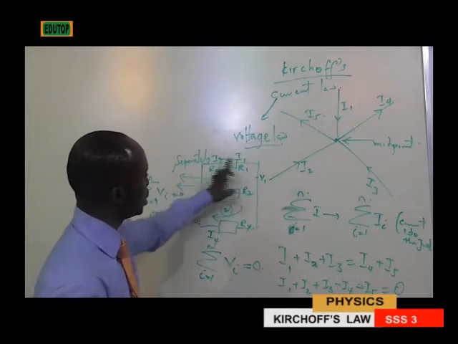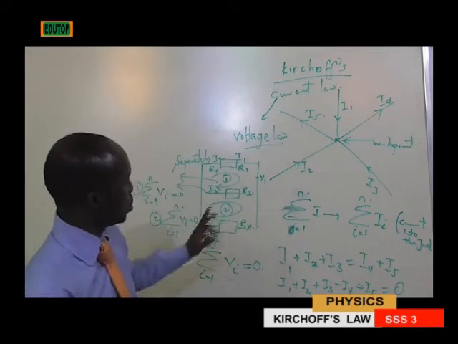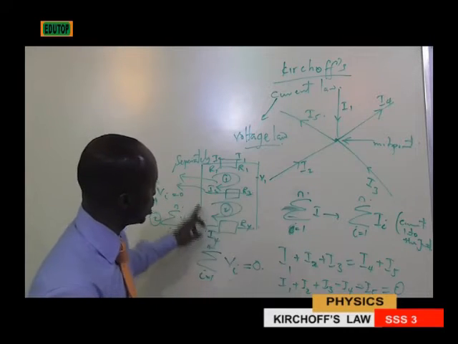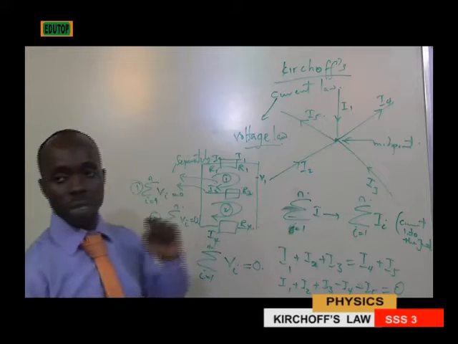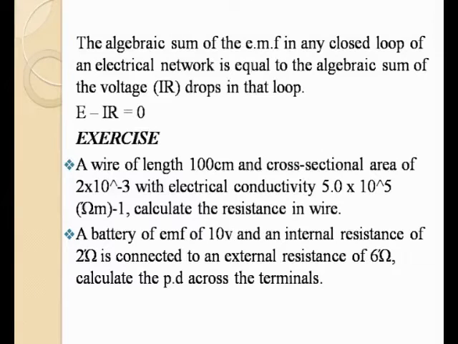The total voltage in this loop must be 0. The algebraic sum of the voltage in this second loop must also be 0. In the exercises that follow, you can see we have different exercises there. Just sit down with them and you'll be able to get those questions properly.